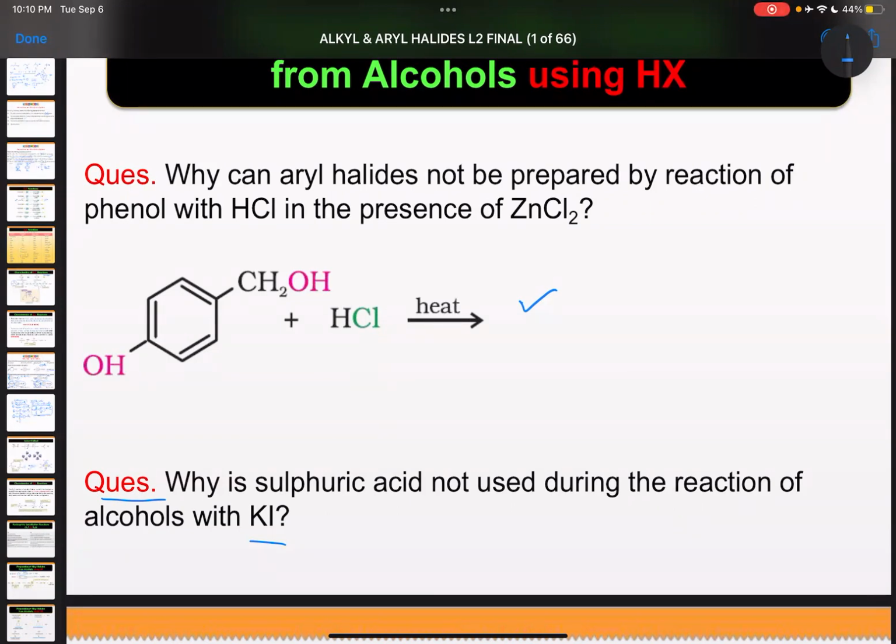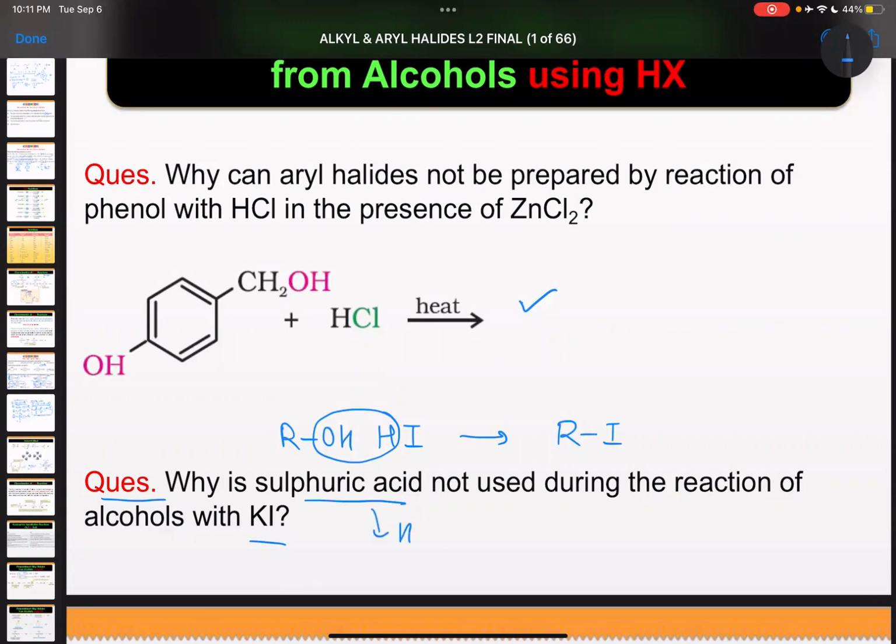No, there is some other reason. Actually, if you want to convert the alcohol to alkyl iodide, you need to take HI. But HI is not there in the lab. Why can't we have HI in the lab? It's unstable, sir. Yes, it gets oxidized by air. So you prepare it by taking KI salt and putting acid. But the sulfuric acid is again oxidizing. So you have HI.